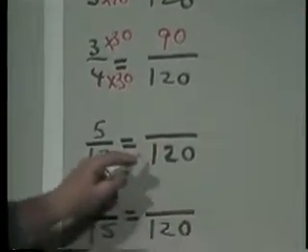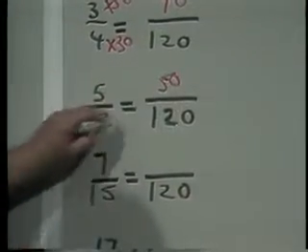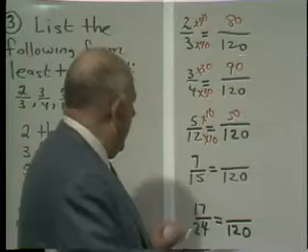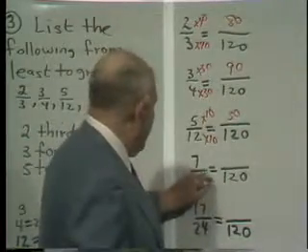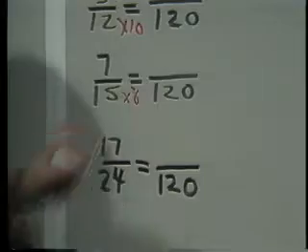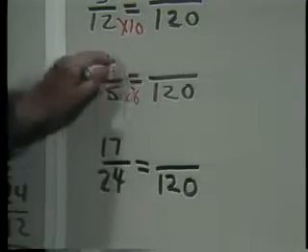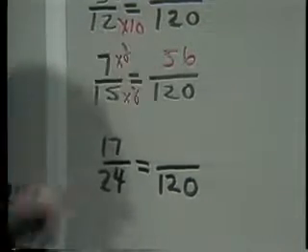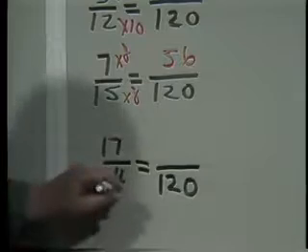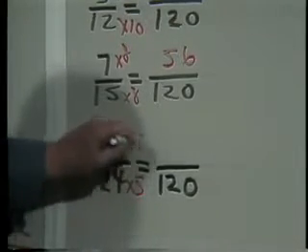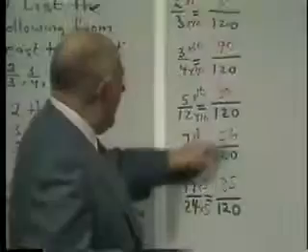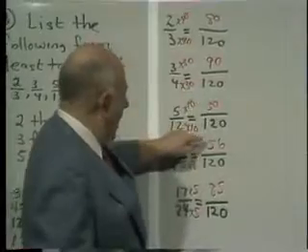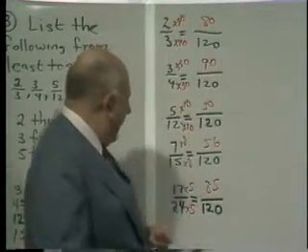12 goes into 120 10 times. 10 times 5 is 50. See, at a rate of 5 out of 12, you're taking 50 out of 120. 15 goes into 120 8 times. You can check. How would you do that if you weren't sure? Just divide 15 into 120. Goes 8 times. 8 times 7 is 56. So at a rate of 7 out of 15, you're taking 56 out of 120. 24 goes into 120 5 times. 17 times 5 is 85. See, now I have a common denominator. I have 80 of something, 90 of the same thing, 50 of the same thing, 56 of the same thing, and 85 of the same thing.